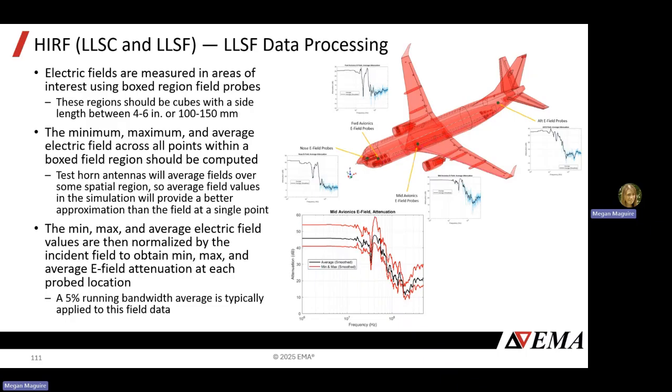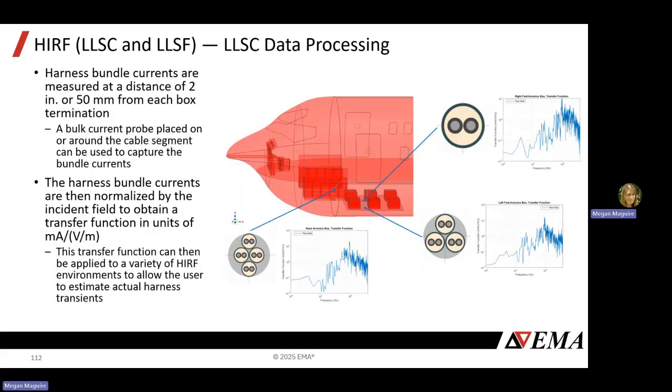And then finally, you can apply a 5% running bandwidth average. For LLSC, the low-level swept current, the cable responses, bundle currents are typically measured 2 inches away from box terminations.